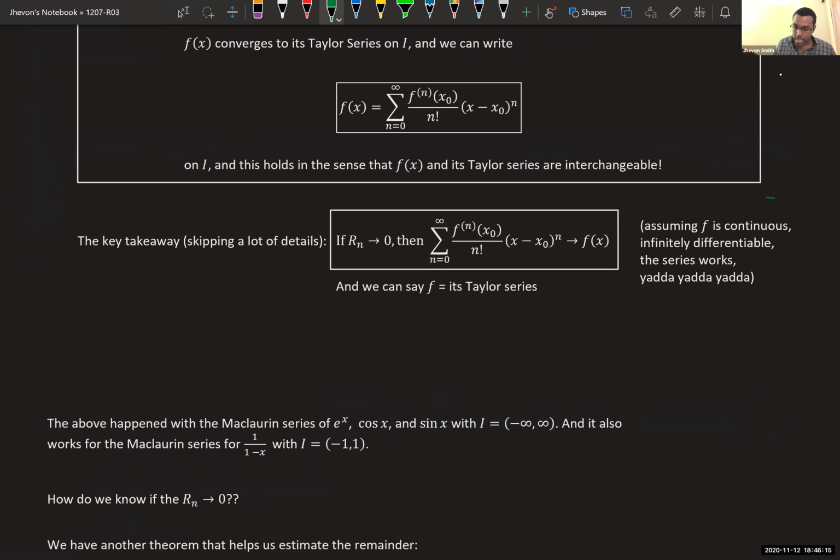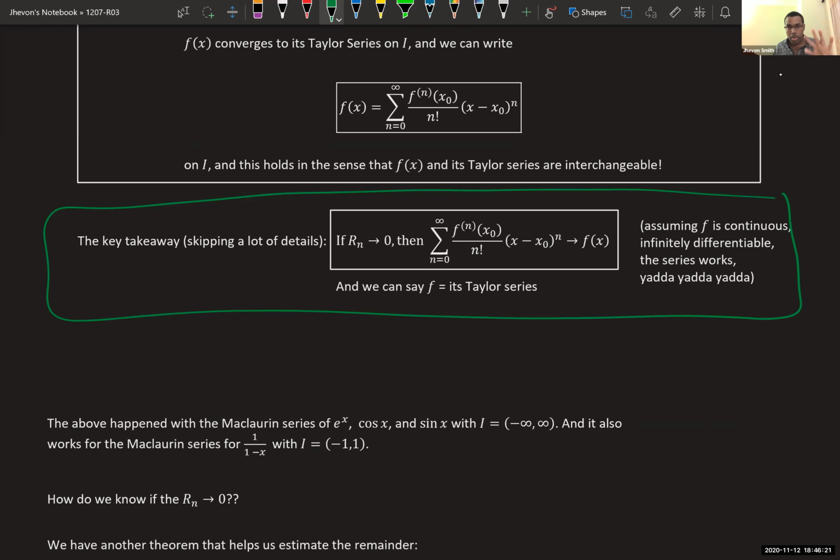Right, so I mentioned here, that's the key takeaway. So while I don't expect you to know about all the technical mumbo jumbo, I do expect you to know that as an idea. It's an important idea.